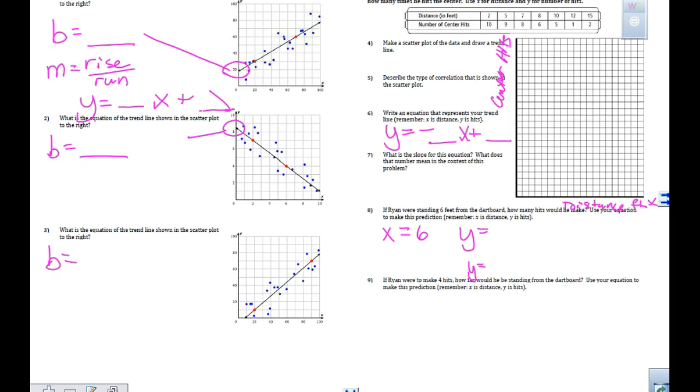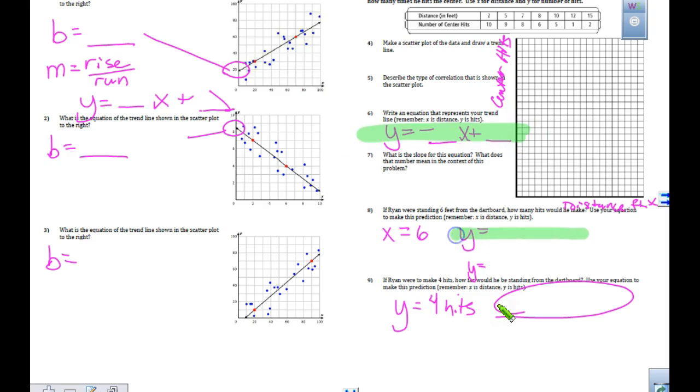Whereas in question 9, you are going to be looking at that y is equal to 4 hits, and you are going to be trying to find x. And again, you are going to use your equation that was written earlier. So whatever equation you have here is the equation that you are using to find both the x and the y as you take a look at this.